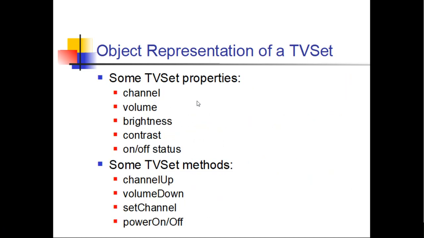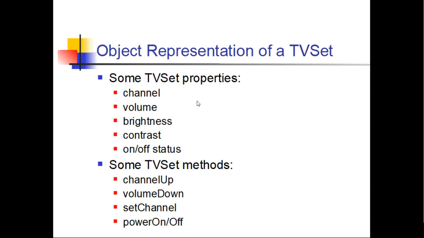These are some properties that I thought of when I was putting together this presentation. Okay, so describing the current state of the TV set. What channel are you currently watching? What channel is it tuned to? So the channel number would be one TV set property. Another property would be the volume setting. Is it high, low? Usually it's a numeric value on modern TVs, right?